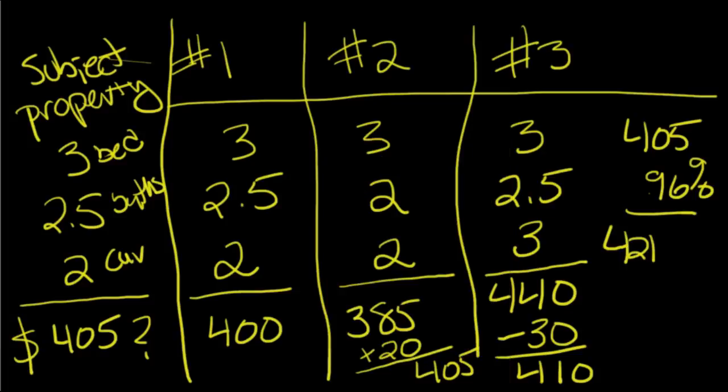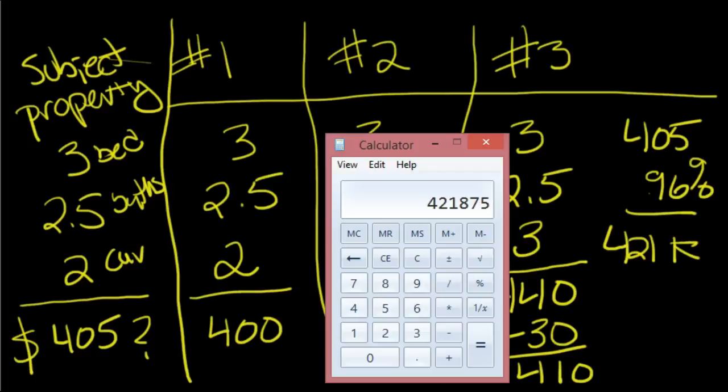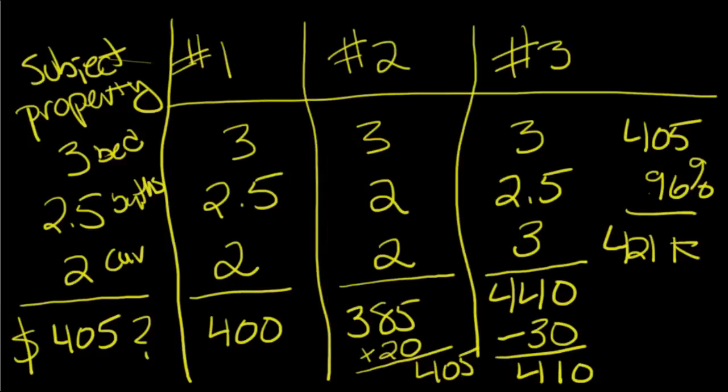For my listing price, I think we had 421 up there. We'll just bring that calculator back up real quick. 421 and change. 422 we'll call it. Should I list it for 422 or something like that? Well, I'd probably list it for 424.9 or something like that.